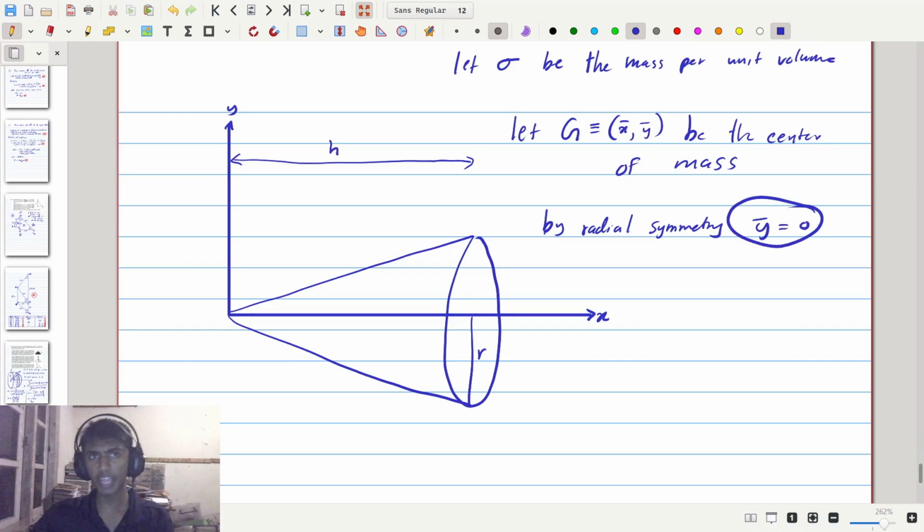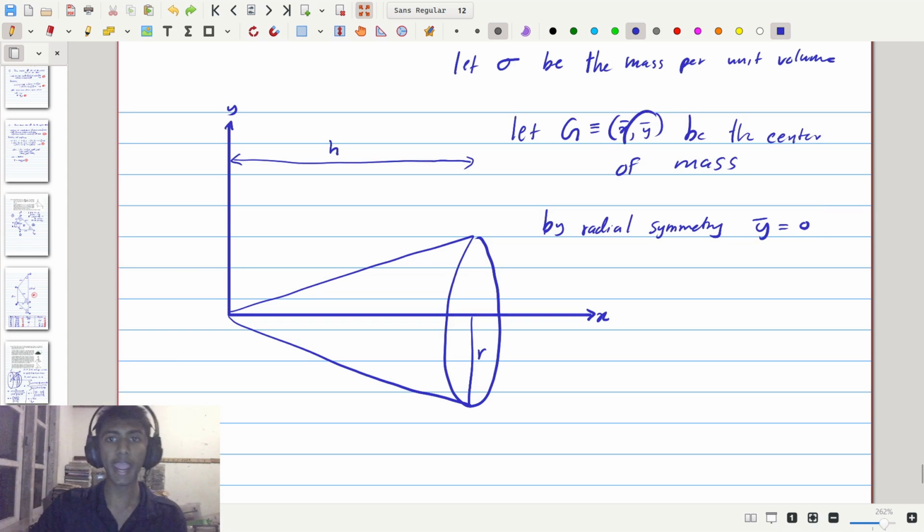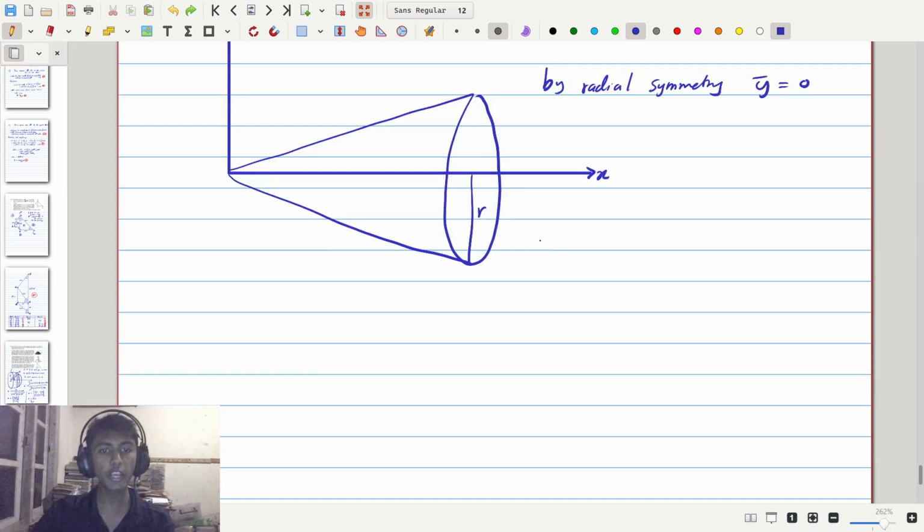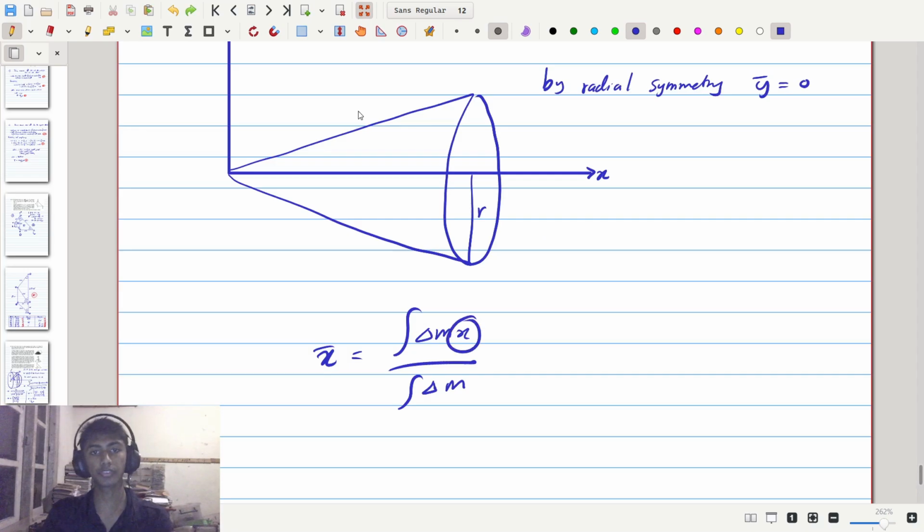Now this is often the case in a lot of integrals, but sometimes in these kinds of questions they might give you objects where y bar is not equal to 0, i.e. the object is not radially symmetrical. If they give you that, then you will have to find both x bar and y bar using integration. But in this case, since it's radially symmetrical, we only need to find x bar. Now for x bar, as we did previously, x bar is equal to the integral of delta m x divided by the integral of delta m. Now all we need to do is find the value of delta m and the value of x.